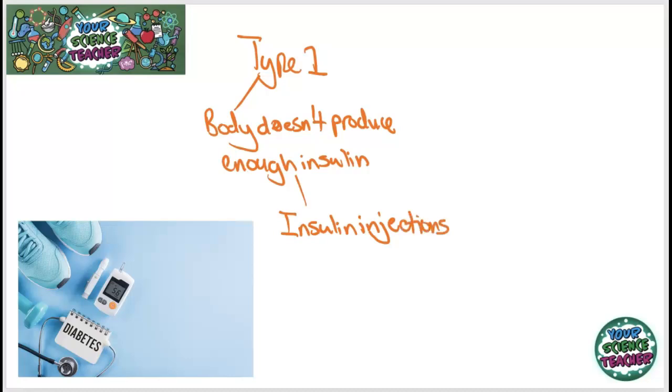Now, you might be saying, how do people contract type 1 diabetes? Well, type 1 diabetes is often something that people are born with, and it is thought to be something that can be passed down through genetics. But what about type 2 diabetes, the other type of diabetes?